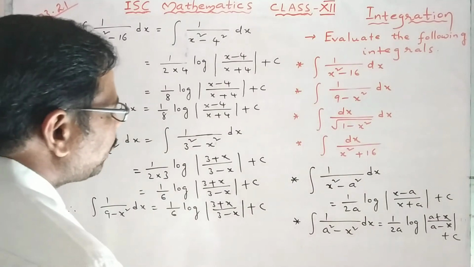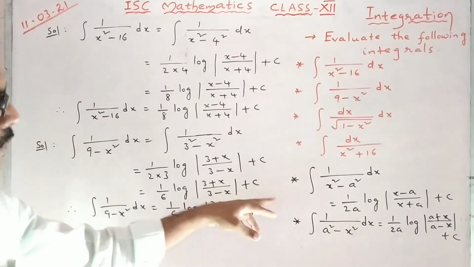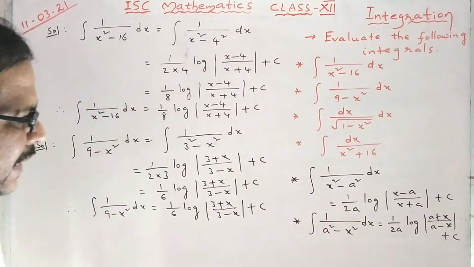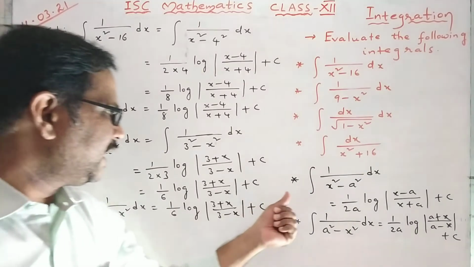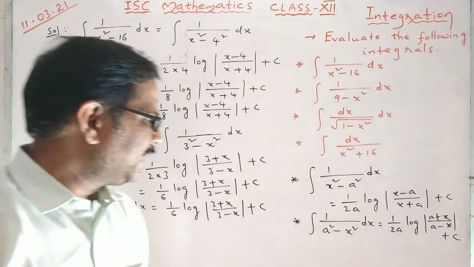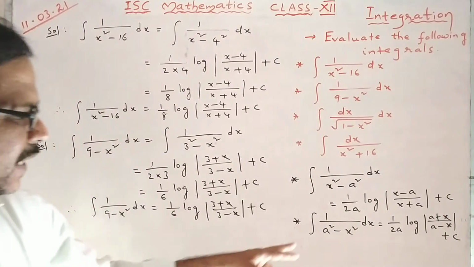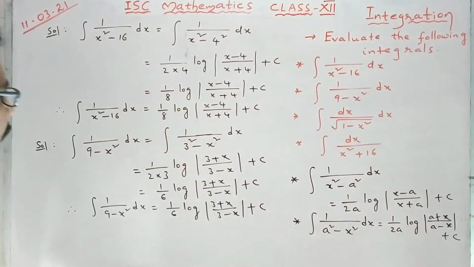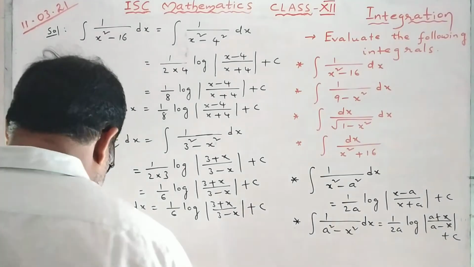Okay. So the first two problems can be done by using these two standard integrals. First one is integral 1 by x square minus a square. Second one is 1 by a square minus x square. Okay. Third one we will see.